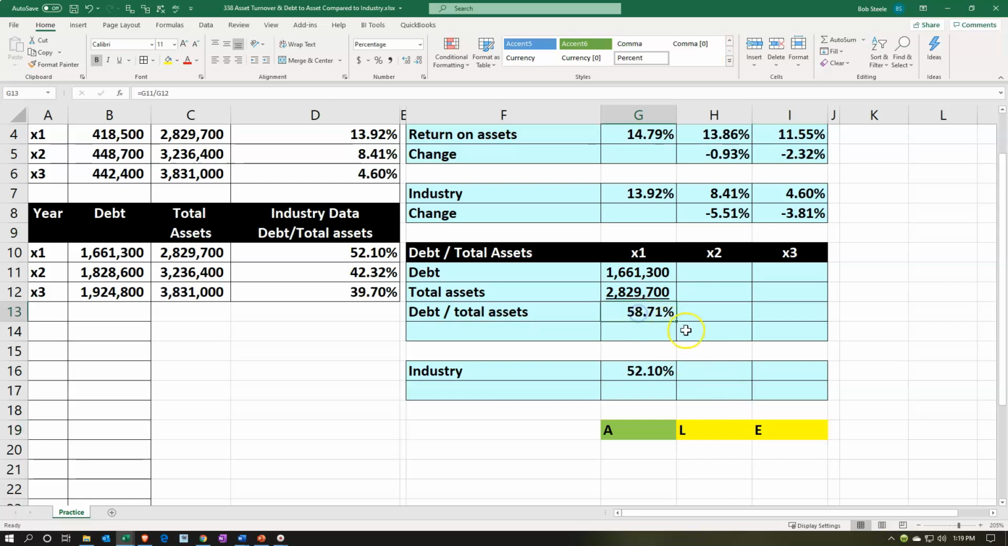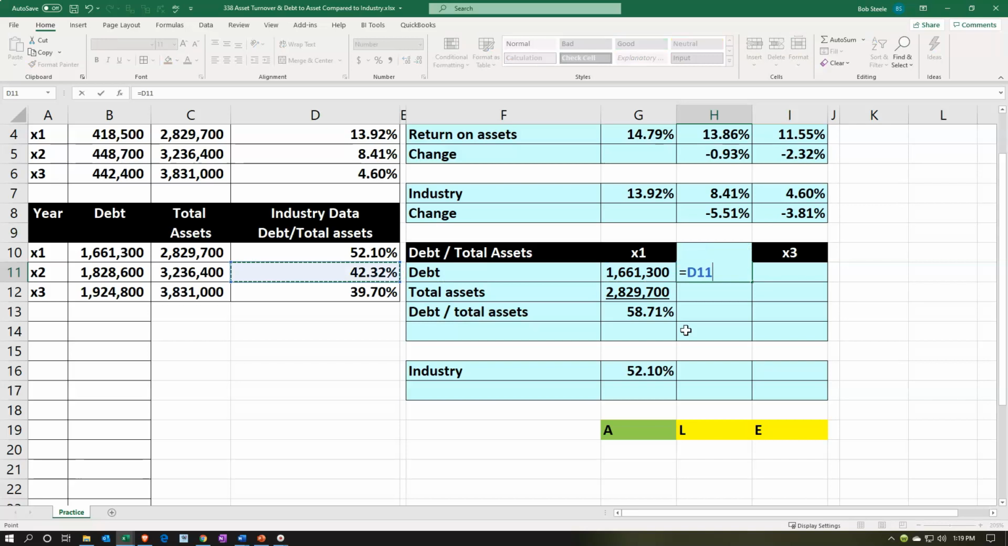So if we say, okay, the debt to total assets is 58%, industry is 52%, so we have a higher debt to total assets. And it's getting a little bit on the high range, so normally we would think that that's not as good. So it's fairly close, but it's not as good because more debt, more of the assets are owned by liabilities in our company than in the industry standard.